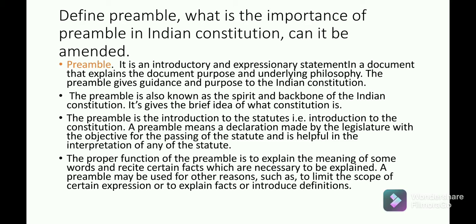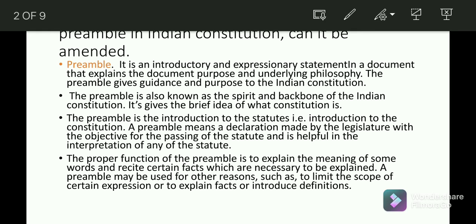Now if we talk about the function, the proper function of the preamble is to explain certain words like social, sovereign, socialist, secular, democratic, what we are referring to in the Constitution. It just gives us a brief idea of what these things refer to. Sovereign means the supreme power is in the hands of the Constitution. And some recite certain facts. We talk about equality in terms of freedom and all those things. And the preamble may be used for other reasons such as to limit.